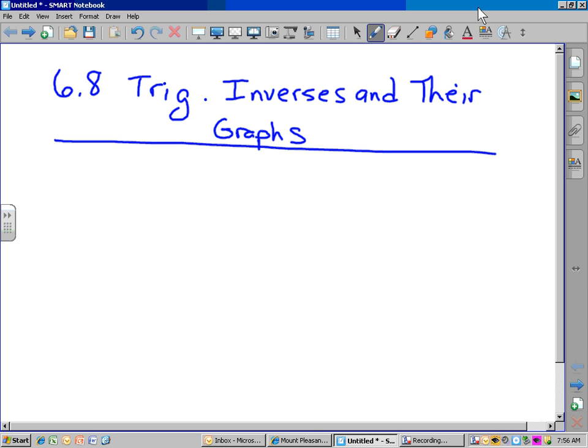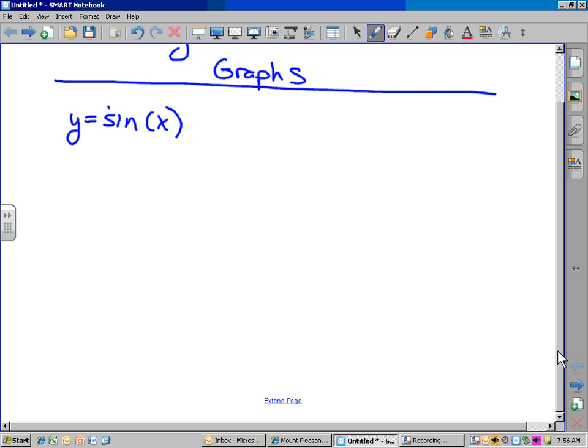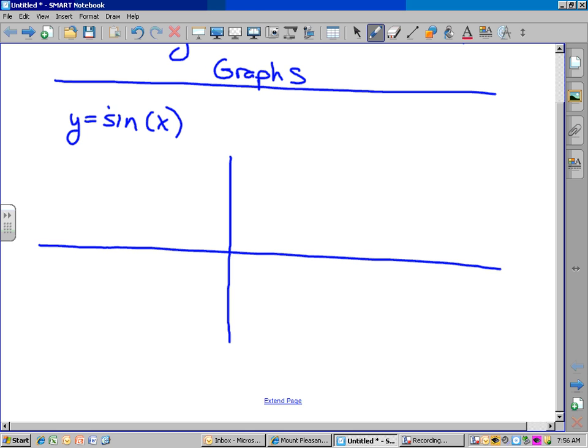To do that, we have to first look at the graphs of the originals. So we're going to first graph y equals sine of x. This should really be second nature at this point in time. We're going to draw it on increments of 45.